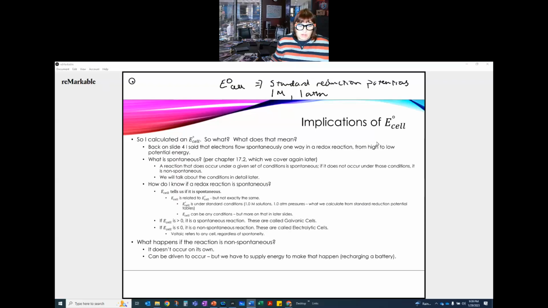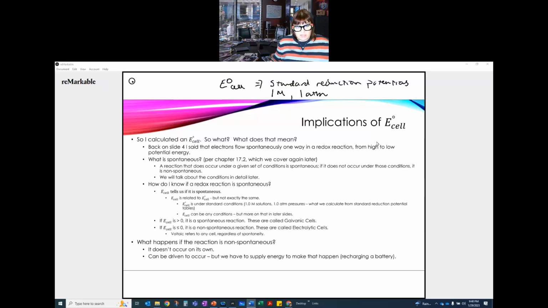Now, if E cell is greater than 0, then it's a spontaneous reaction. It's a galvanic cell that goes in the forward direction. If E cell is less than 0, it's a non-spontaneous reaction. That's called an electrolytic cell. And just as a point of note, voltaic cells could be either one. Galvanic is spontaneous. Electrolytic requires electricity to be put into it, so it's non-spontaneous.